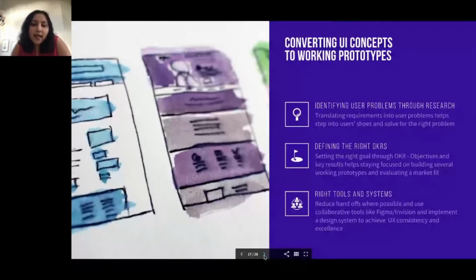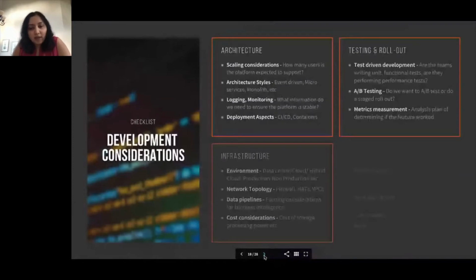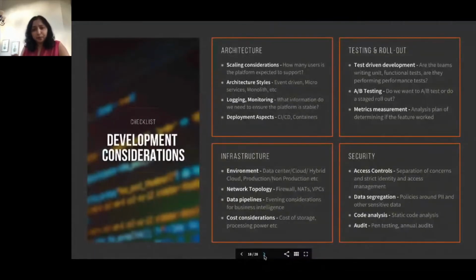So the next slide, I want to talk about the development considerations. As we think about building a solution and bringing it to the real world, these are the four main considerations. One is the architecture itself. How many people do I need to build my solution for? The scale is a lot of times extremely important to identify early on. The reason is the scale determines the architecture style, and it determines how I want to deploy this.